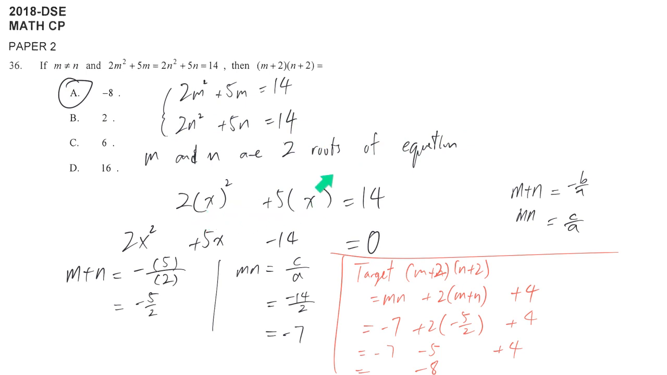So that's why, if you get very used to the calculation and expansion, then you will find that there are mn and m plus n that we want to know. That's why it is linked to the sum of roots and the product of roots of a quadratic equation.